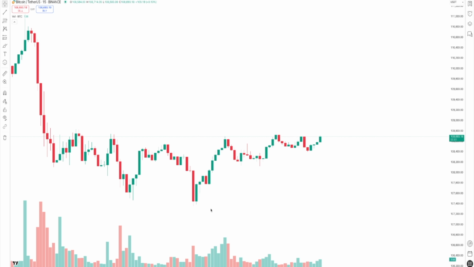I'll walk you through how to spot the NR4 and NR7 bars, how to use their highs and lows as breakout levels, and most importantly, how to filter the signals with a simple moving average and volume so you avoid weak or false breakouts.